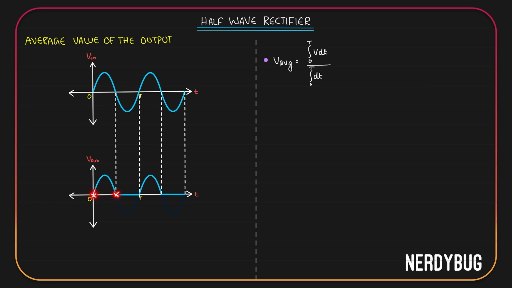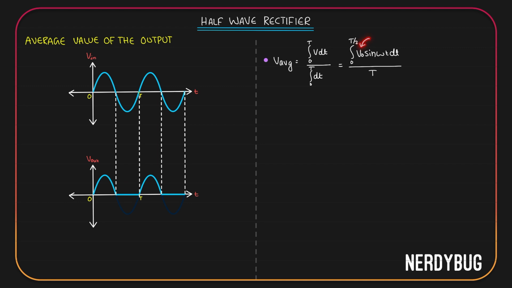For the first half of the cycle, we have the sine wave. For the next half, we have 0. So we don't really have to integrate from T/2 to T because the value is 0 anyways. We have to integrate from 0 to T/2. From 0 to T/2, output voltage is equal to input voltage, which is V naught sine omega t. So the numerator becomes integral from 0 to T/2 of V naught sine omega t dt, divided by, in the denominator, again the integral from 0 to T of dt, which is T.